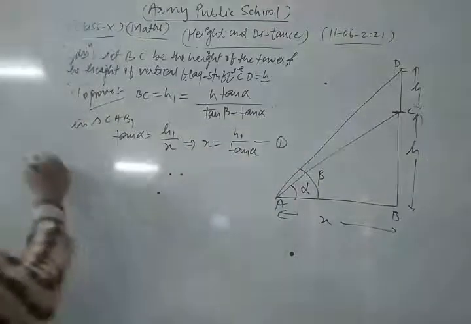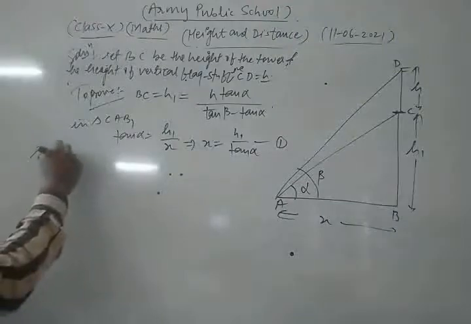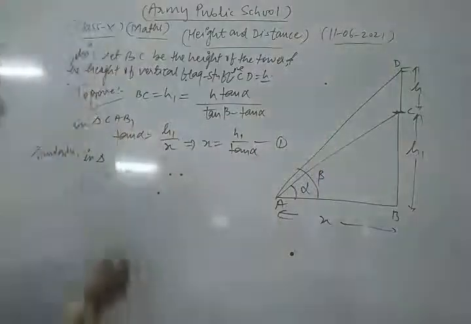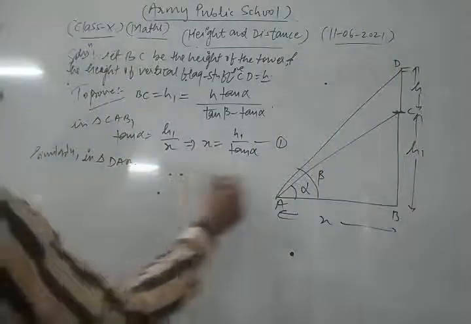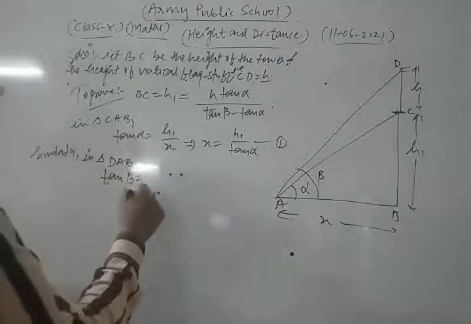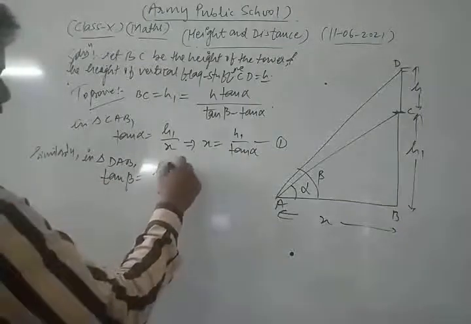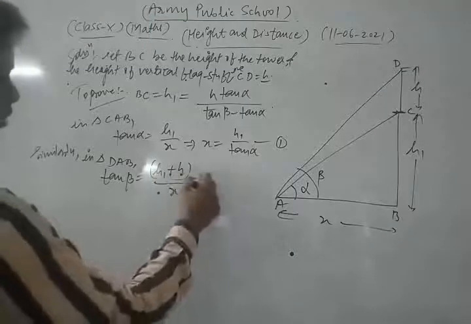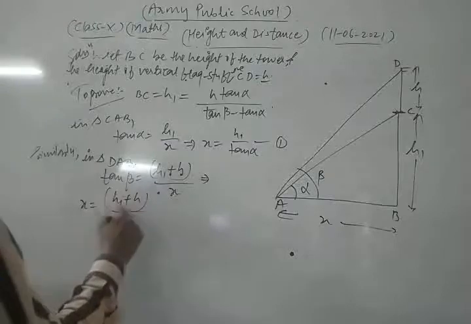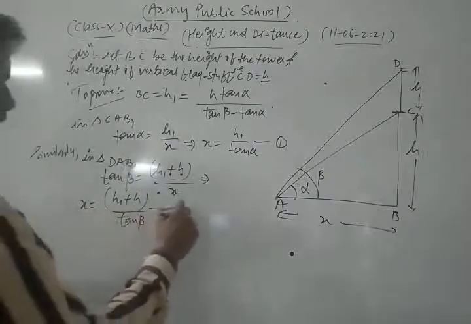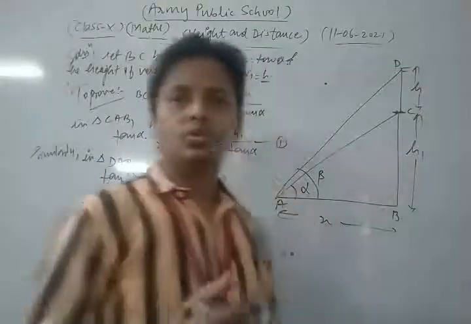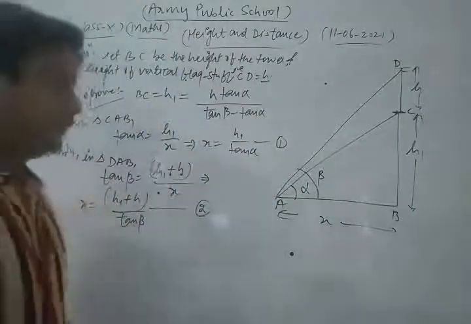Take this as equation number 1. Similarly, in triangle DAB, we apply tan beta. Tan beta is perpendicular, that is h1 plus h, upon base x. So x is equal to h1 plus h upon tan beta. Take this as equation number 2. So in this way we get the two equations.